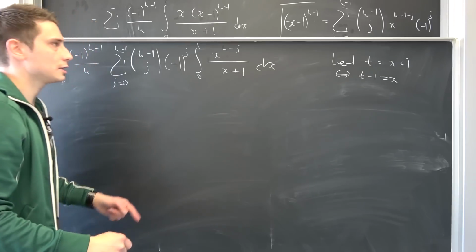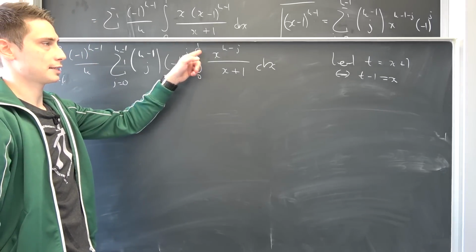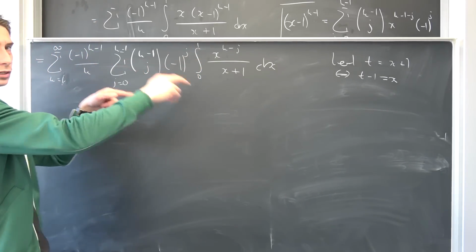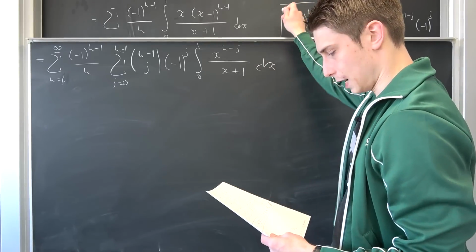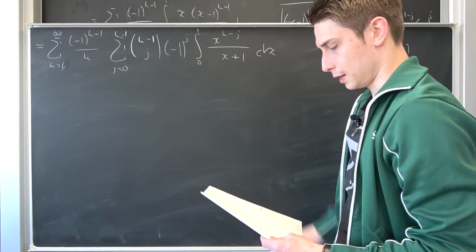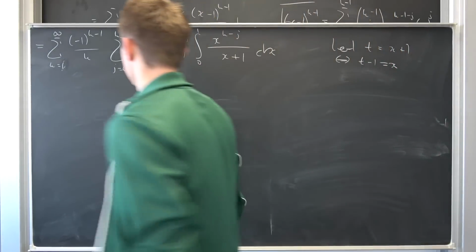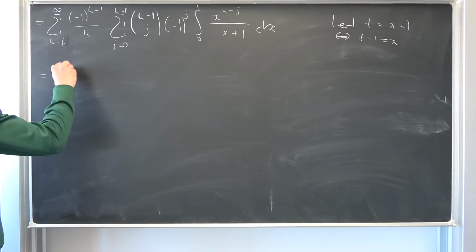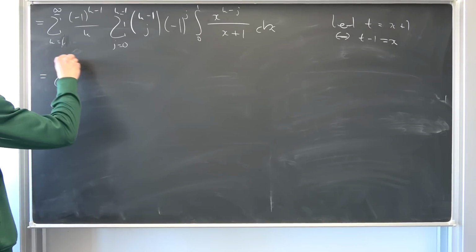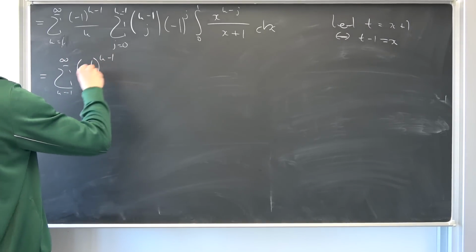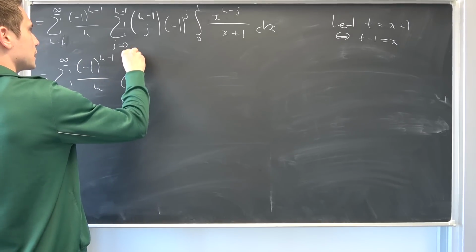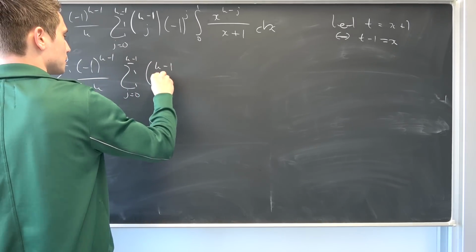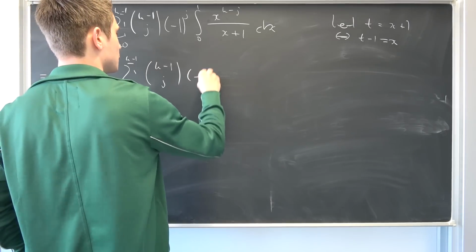So I continued forward and actually got another binomial theorem out of here. That's basically how I continued. Yeah, absolutely disgusting. Let me do one more iteration. From k equals 1 to infinity, (-1) to the k minus 1 power over k, sum running from j equals 0 to k minus 1, k minus 1 choose j, (-1) to the j power.